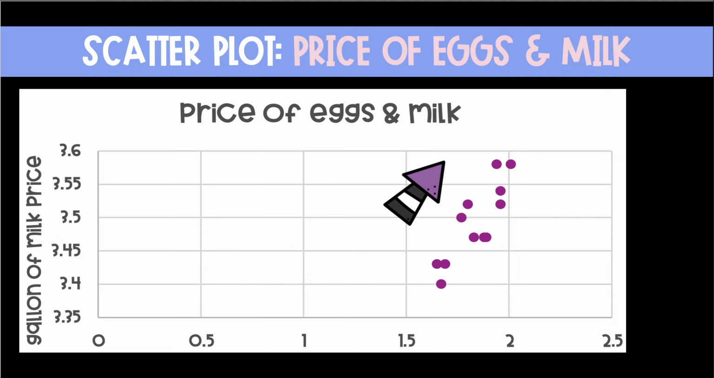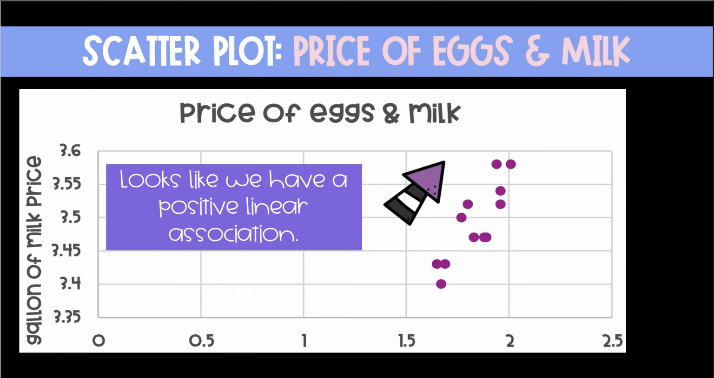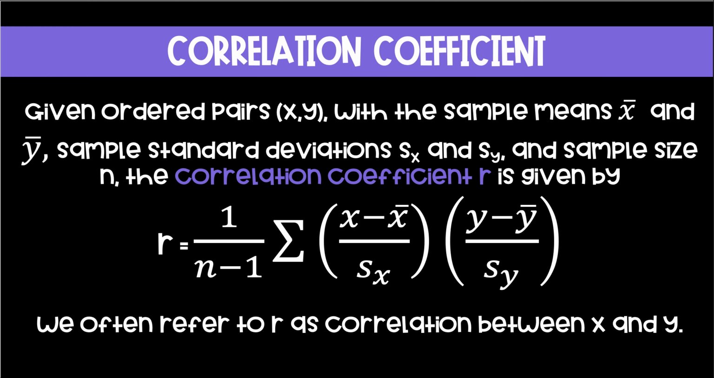If you notice, it looks like we have a positive linear association or a positive correlation. In order to be more accurate, we're going to be using the correlation coefficient to determine how strong our positive or negative correlation is. Let's suppose we have a given set of ordered pairs.